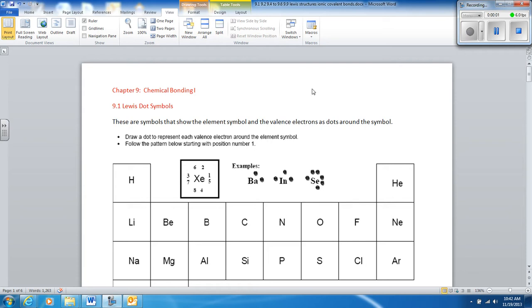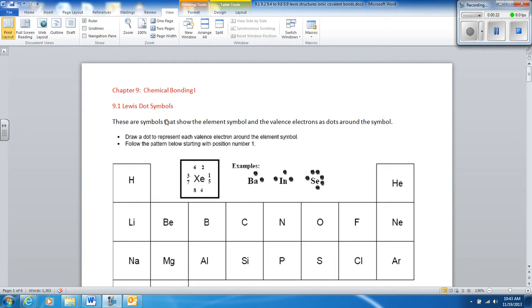All right, now we'll move on to Chapter 9, Chemical Bonding 1, the covalent bond. And we'll talk about ionic bonds a little too. Okay, first we're going to talk about dot symbols, Lewis dot symbols. And these are symbols that show the element symbol and the valence electrons as dots around the symbol.